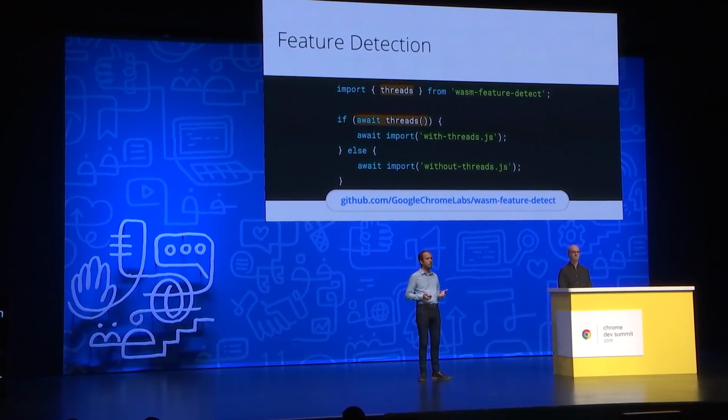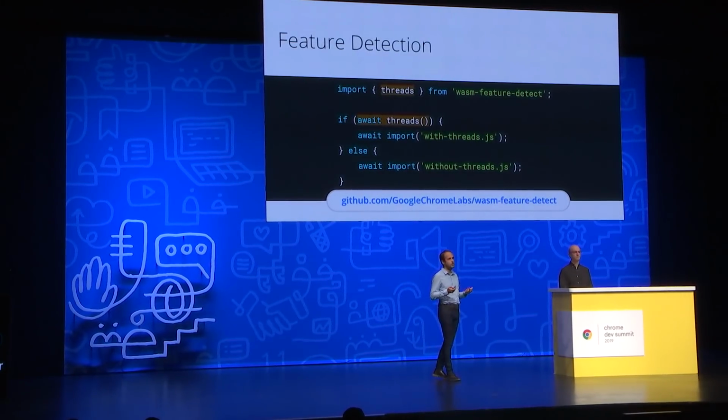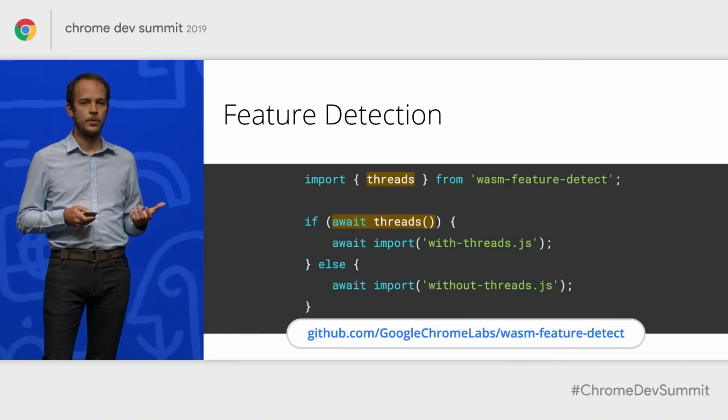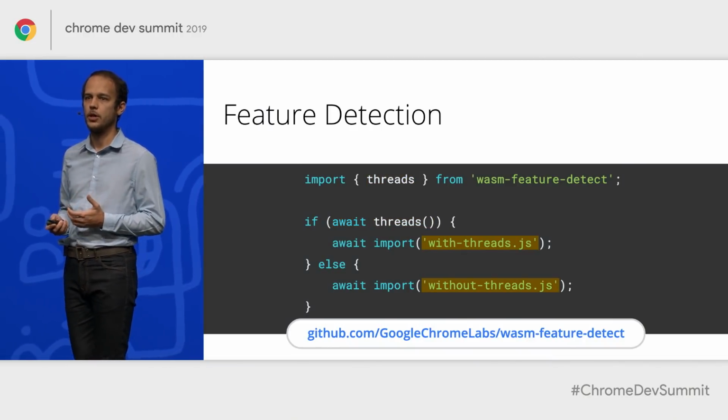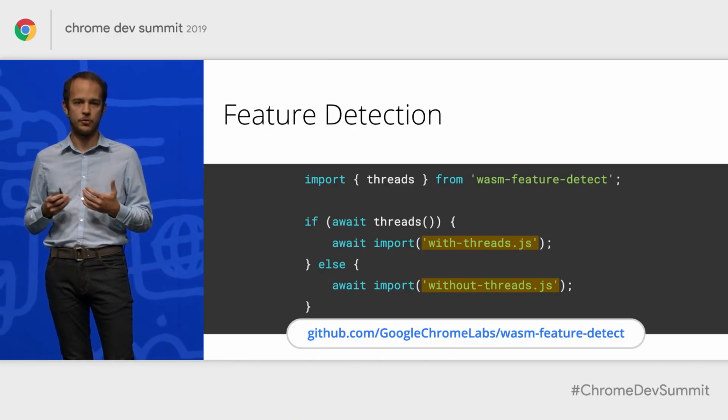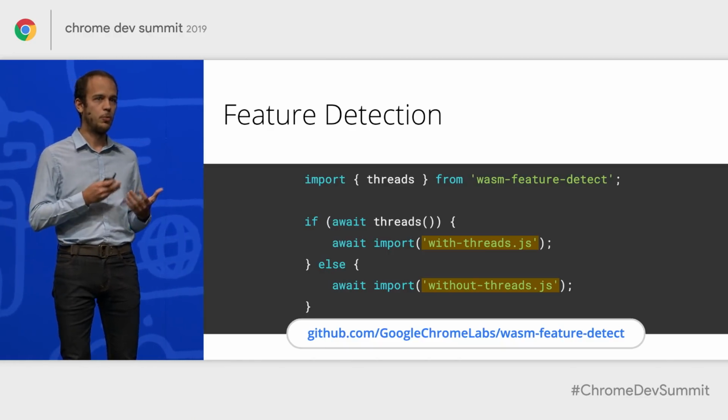For example, you can use the threads function in order to detect whether your browser supports threads in WebAssembly. Then, you can use dynamic import to load either a version of your WebAssembly module and the JavaScript bindings that makes use of threads for optimizations, or a regular one for the older browsers.